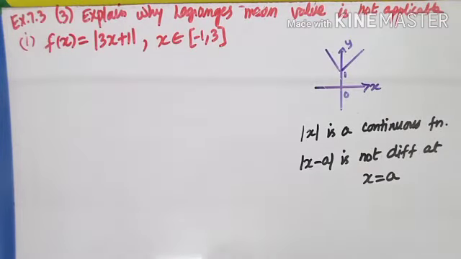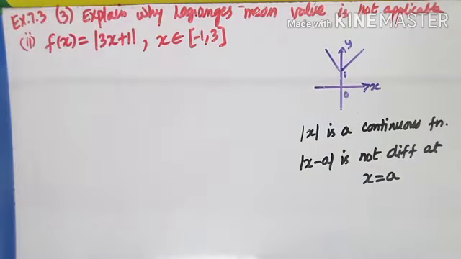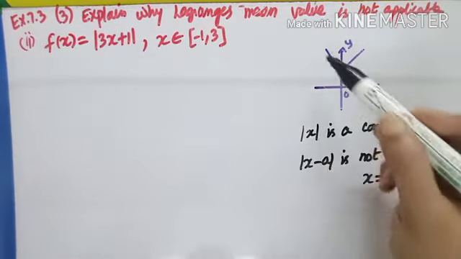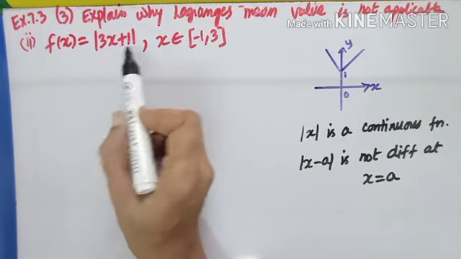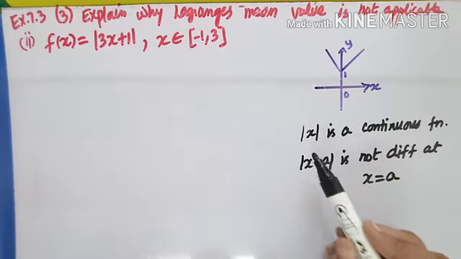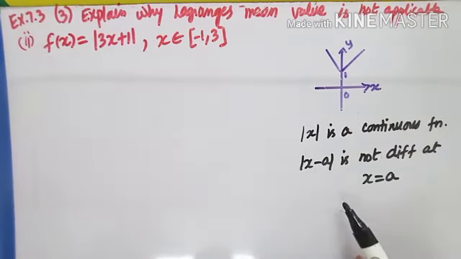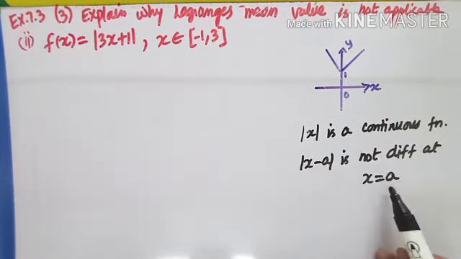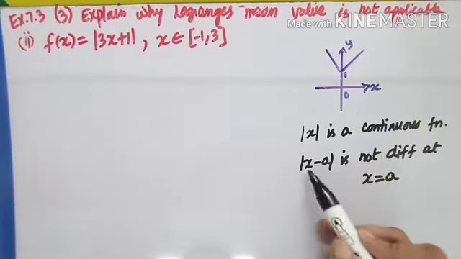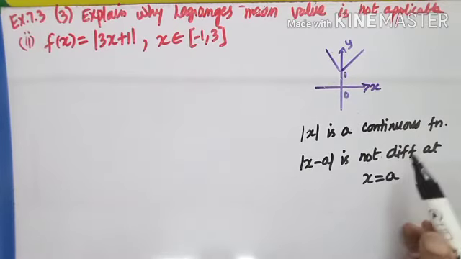Second subsection, f of x equals mod 3x plus 1, x belongs to minus 1 comma 3. Whenever we see mod x, it is a continuous function. So mod 3x plus 1 will be somewhat like this, which is a continuous function. General formula: mod x is a continuous function, but when mod x minus a comes, it is not differentiable at x equal to a. That is, put what is inside the bracket as 0. Whatever answer I get, it is not differentiable at that point.